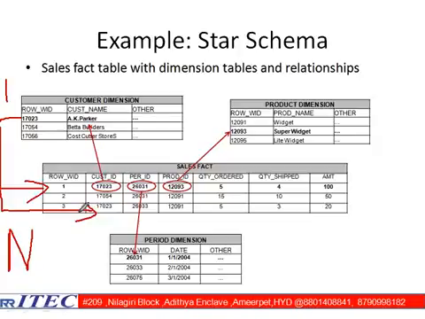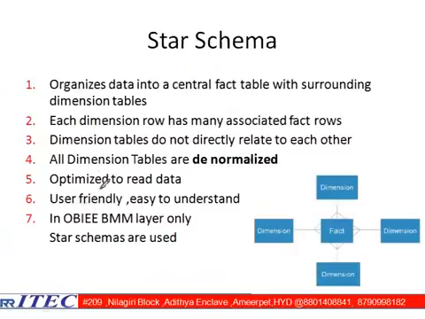Okay, right. Now you people understand that very clearly, and this is the point I am saying. Each dimension row has many associated what, sir? Fact rows. Next row: dimension tables do not directly relate to each other. What is the meaning of this? If I go and observe this dimension table and this dimension table, do I have any direct join here? No. Do I have any direct join between any of the dimension tables? No. Each and every join condition is going via what, sir? Via fact table only it is going.